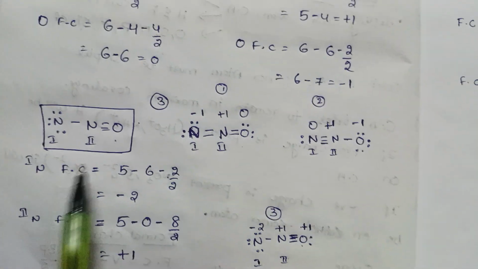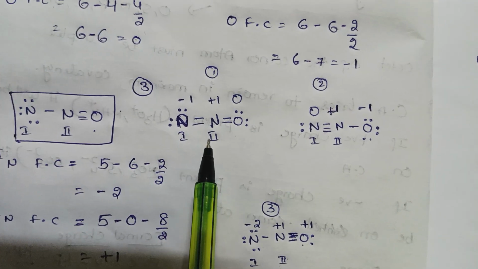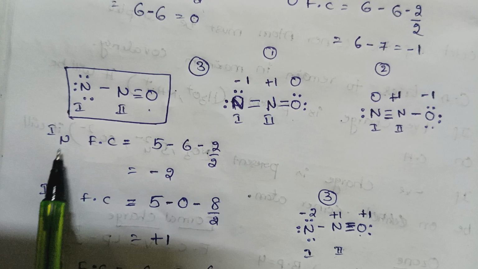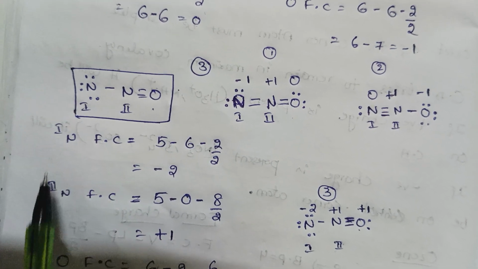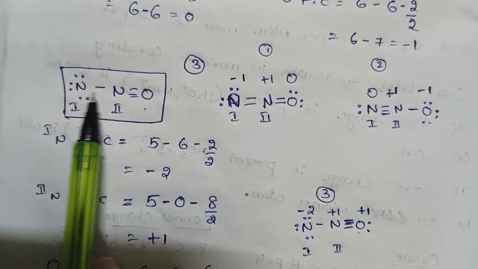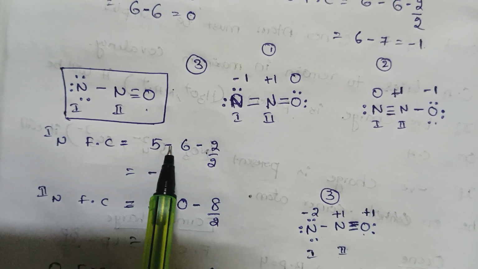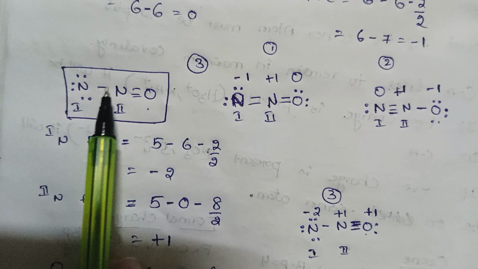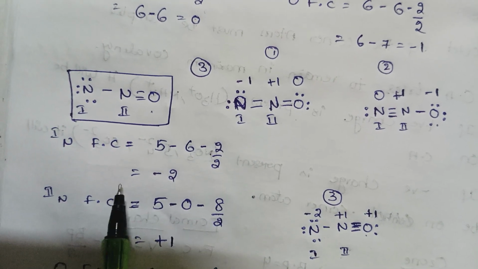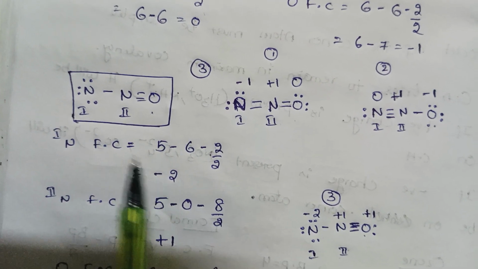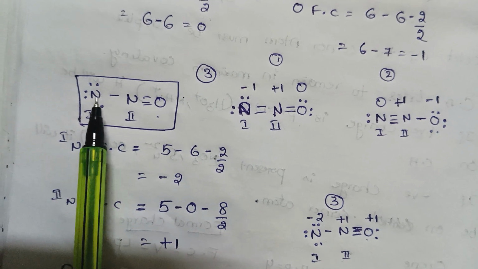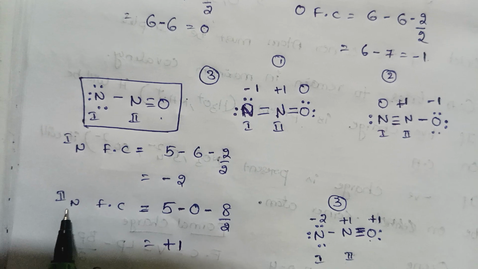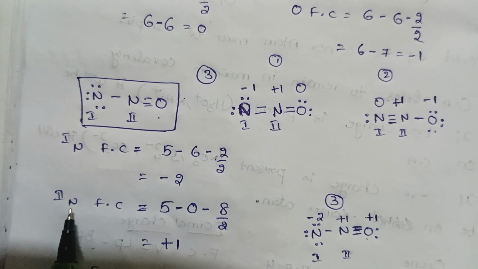Now, the third possible structure of N2O. First nitrogen atom, formal charge. Total number of valence electrons present in the free state? 5. How many lone pairs? 6. How many bond pairs? 2. 2 divided by 2. We got the plus 2 formal charge for the first nitrogen atom.